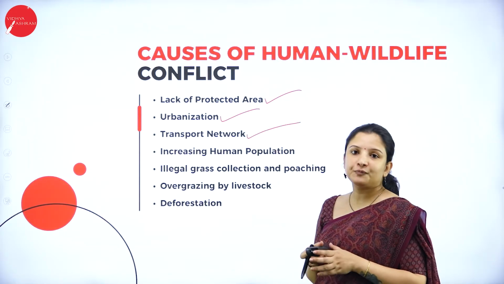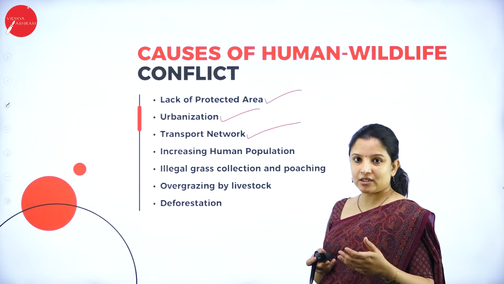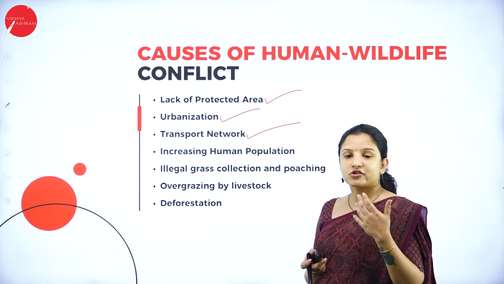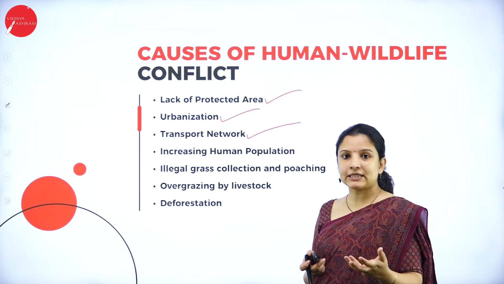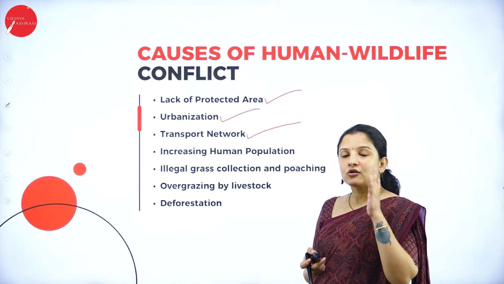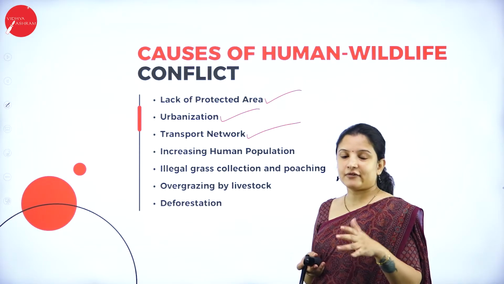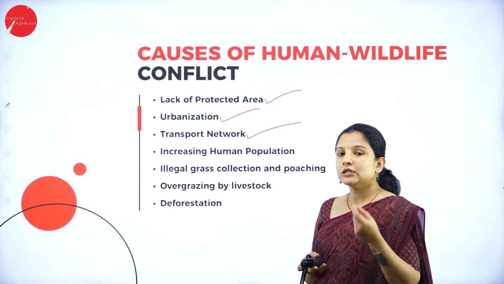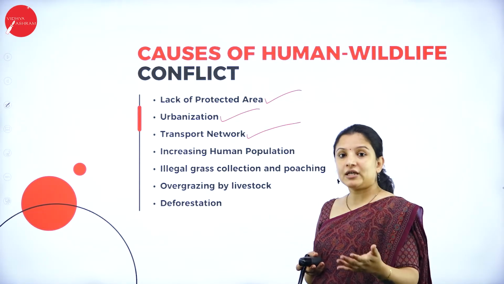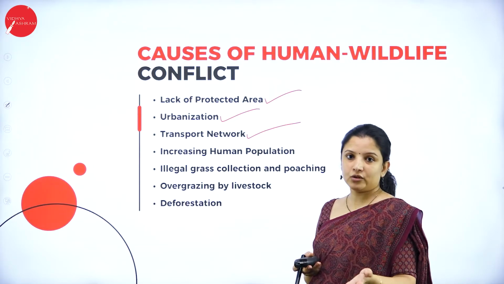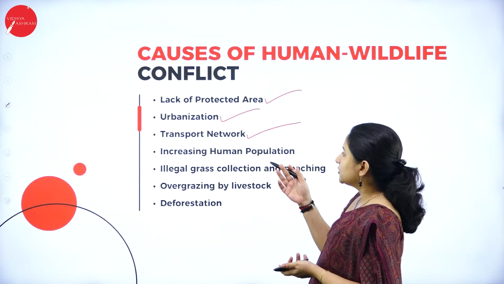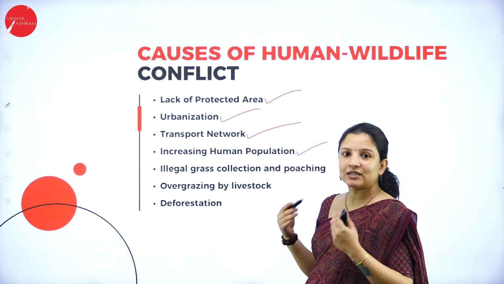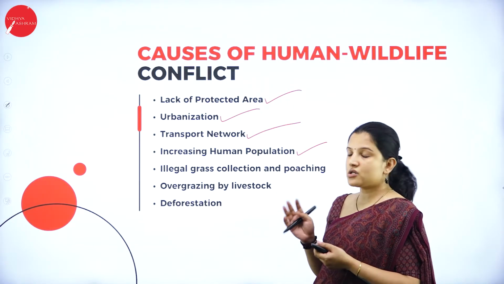Next is the transport network. As and when the population increases, the need for transport also increases. That is, construction of roads, bridges, and railways all increases. All this construction causes fragmentation of the forest, or habitat fragmentation, therefore leading to human-wildlife conflict. So what is habitat fragmentation? We have already covered that in the previous sessions of a few of the units, so you can go back and have a look at it. Also, increasing human population is one of the major reasons here.